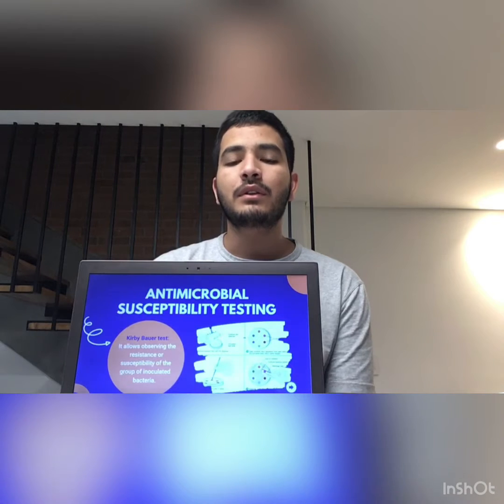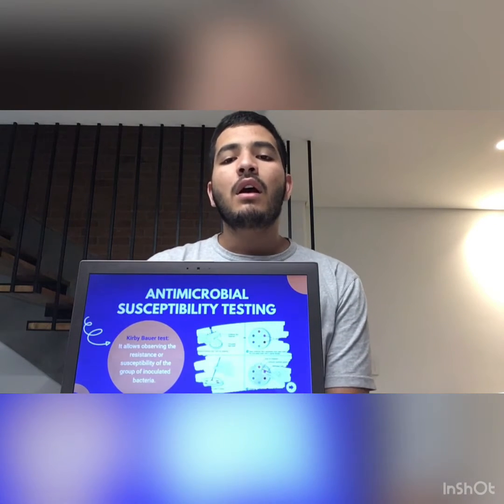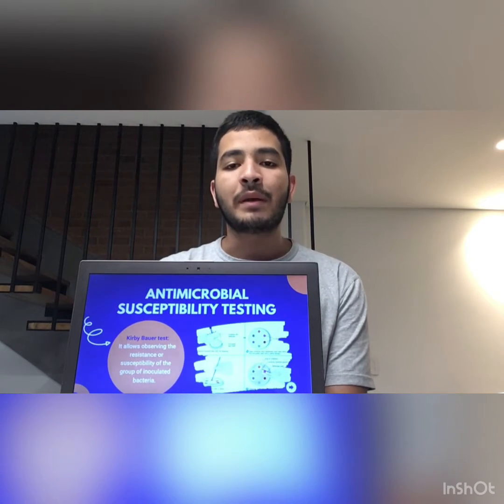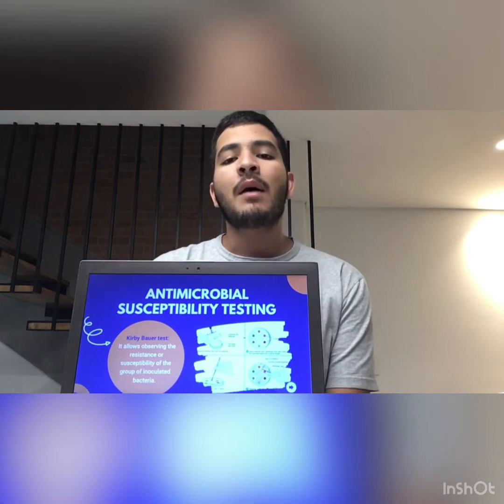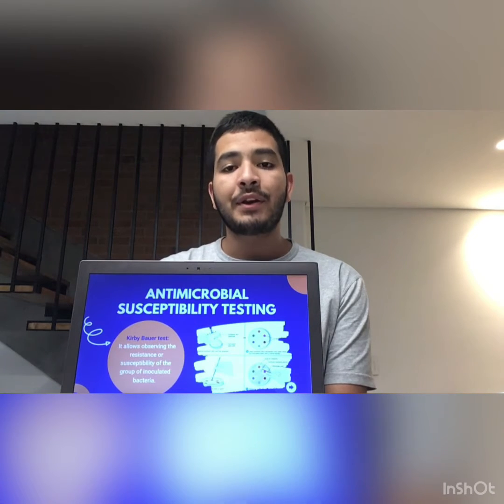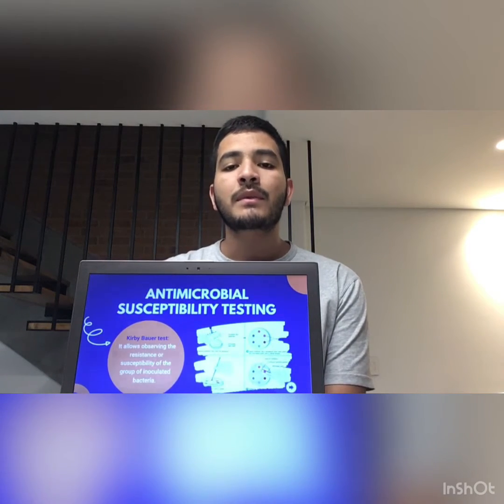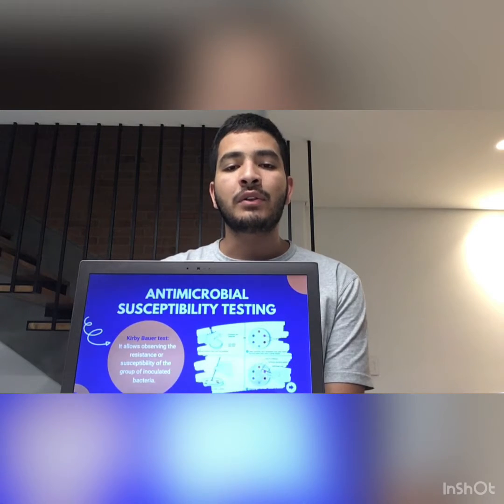The diffusion disk method consists of depositing disks on the surface of an MH agar plate previously inoculated with the microorganisms. The filter absorbs water and the antibiotic diffuses through the agar, forming a concentration gradient. After 18 to 24 hours of incubation, the disk may or may not appear surrounded by a zone of inhibition of bacterial growth, allowing us to observe the resistance or susceptibility of the inoculated bacteria.